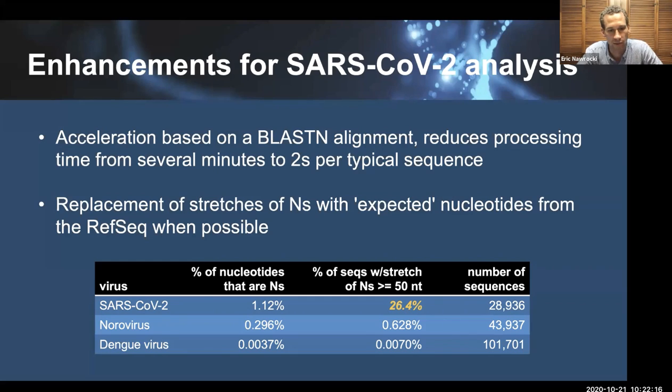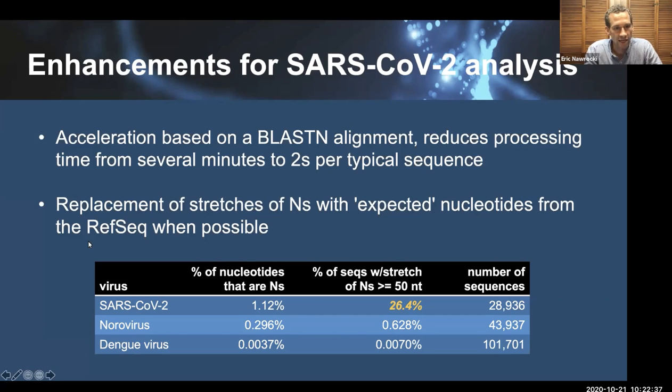So we implemented a heuristic based on a BLAST-N first pass alignment that reduces that to about 2 seconds per typical sequence. So now it's not blazingly fast by any means, but it's fast enough for the throughput that we're using it for GenBank submissions.